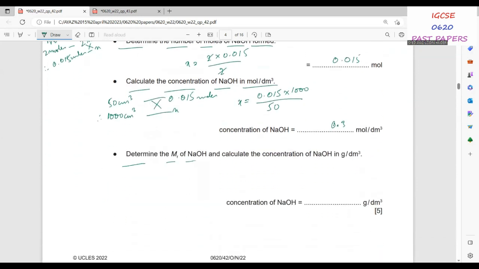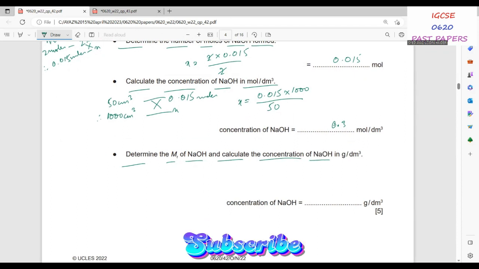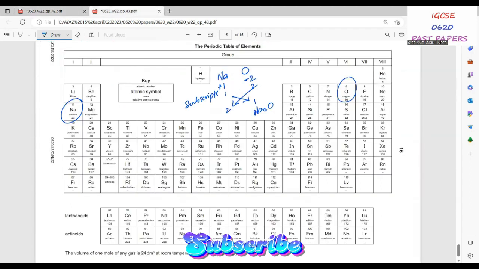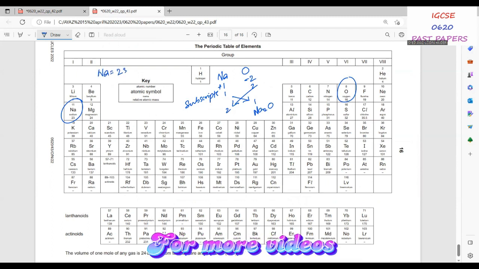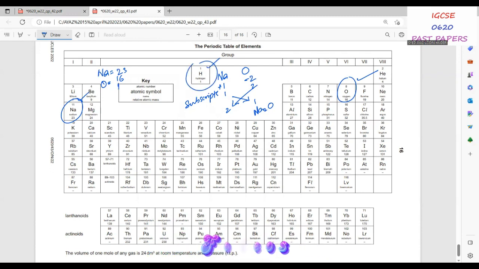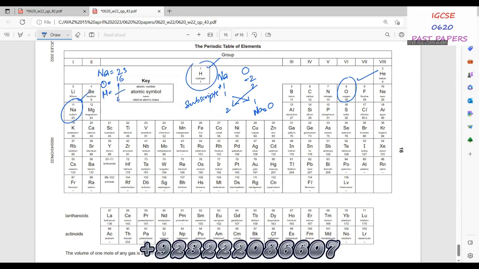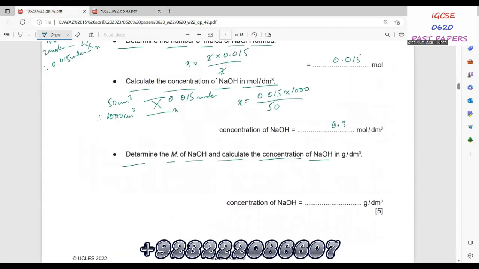Determine the MR of NaOH and calculate the concentration of NaOH in gram per decimeter cube. In order to determine the MR of NaOH, the nucleon number of Na is 23, oxygen is 16, hydrogen is 1. So you will add these, then we'll get 40. So 40 will be the MR of NaOH.